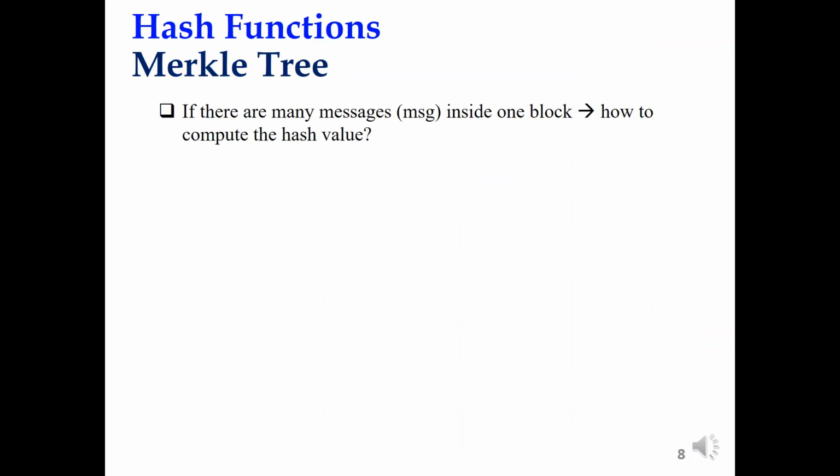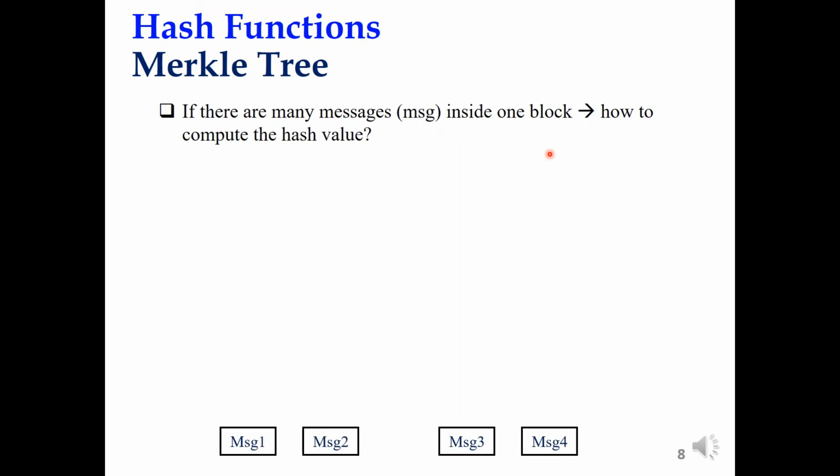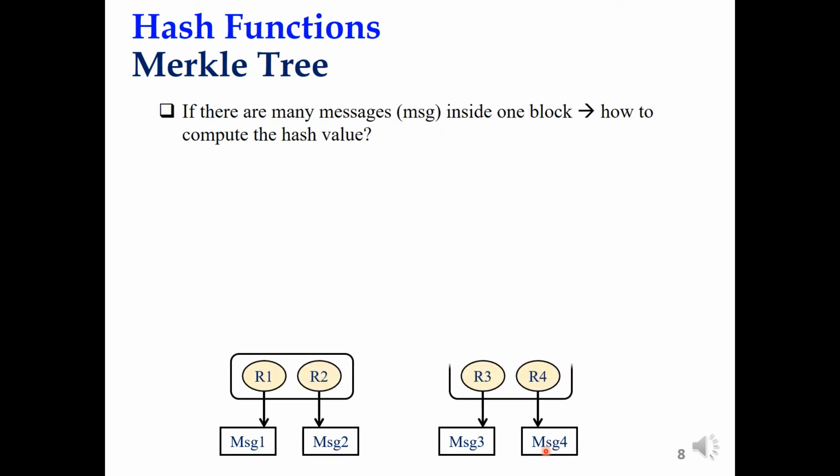Now the Merkle tree. Let's see the situation like this. If many messages are stored in one block, how do we compute the hash value of that block? Let's say we have 4 messages: message 1, 2, 3, and 4. The calculation of the hash will follow the Merkle tree. It's calculated like this. Firstly, the hash of each message is calculated independently: R1, R2, R3, and R4.